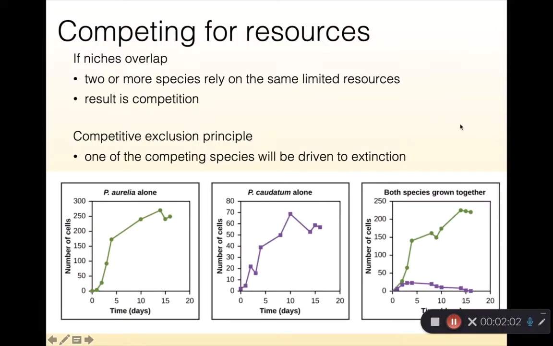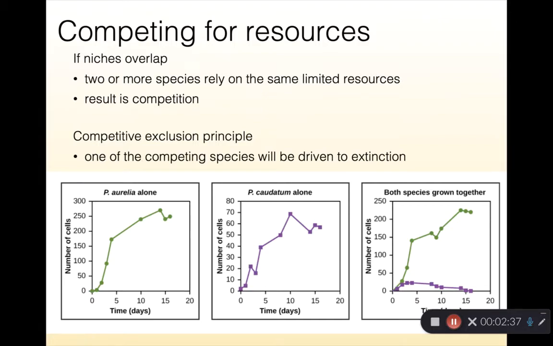So we can actually look at this in terms of a laboratory example. If we're plating on a petri dish Paramecium aurelia alone, we can see that it grows almost in that exponential to logarithmic change. Same with P. caudatum alone. Again, this is highlighting that both of these species are able to survive in this particular niche. However, when they're grown together, you can see that the aurelia outcompetes the P. caudatum. Again, this is sort of highlighting visually the competitive exclusion principle.